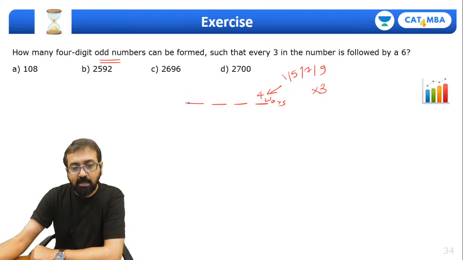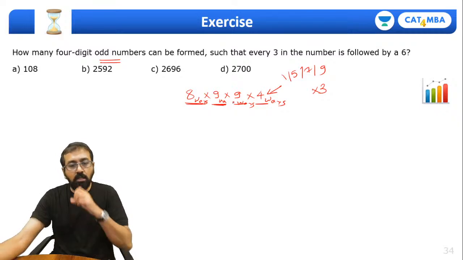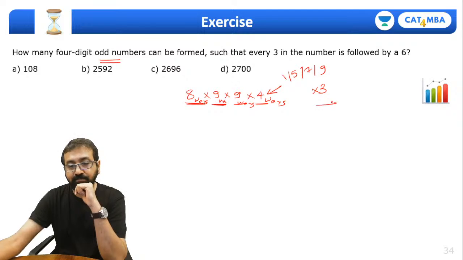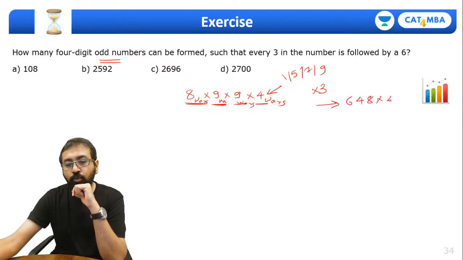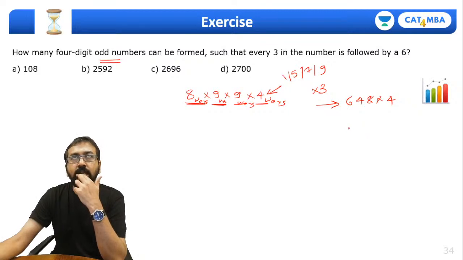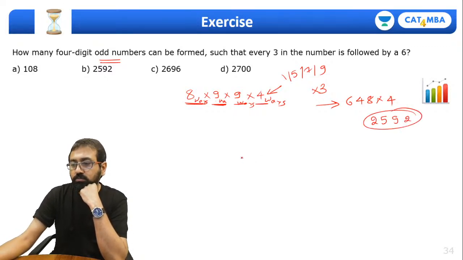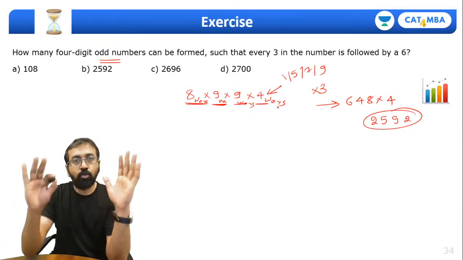So then this can be filled by, except 3 and 0, any of the 8 digits, so 8 ways. Except 3 I can fill by any of the digits, so 9 ways. Except 3, this can be filled by any of the digits, so 9 ways. So what will be this one? 9 9s are 81, 8s are 648. 648 into 4, right? So this will come out to be 2592, correct? 2592. Yes. Okay, guys, are you all clear up to this point?